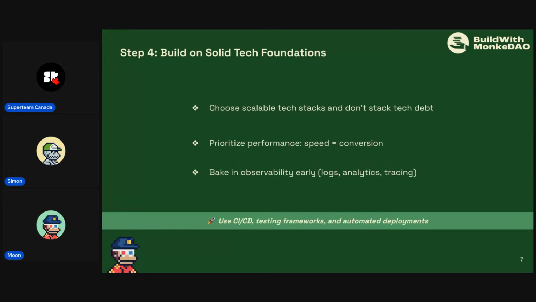Cool. Step 4, obviously the holy trinity of building a good product scales around design, tech, and product side of things, where people care what they're using.